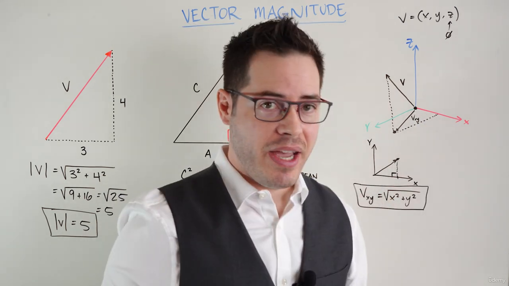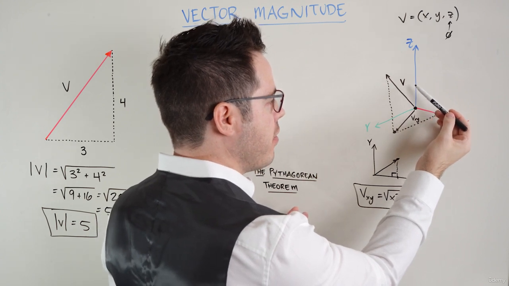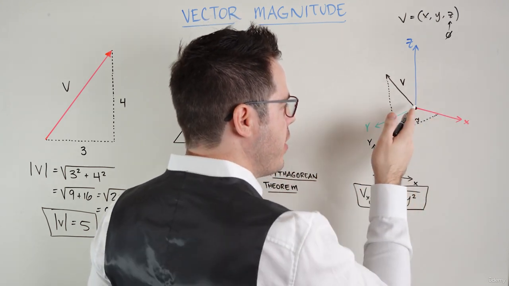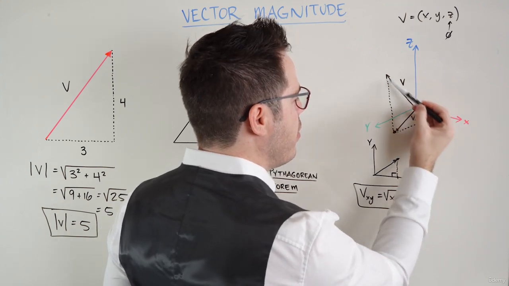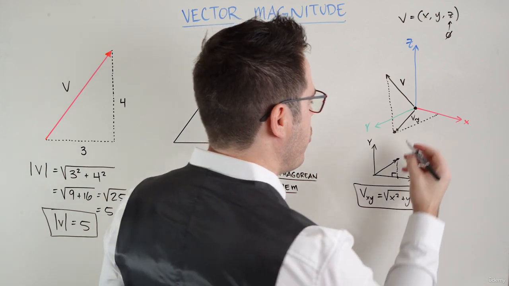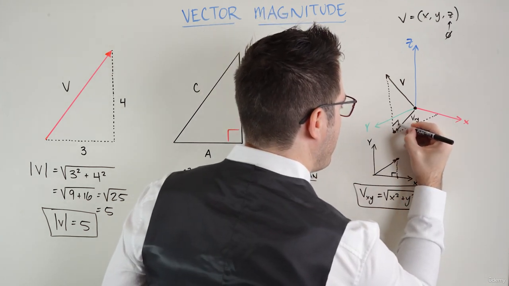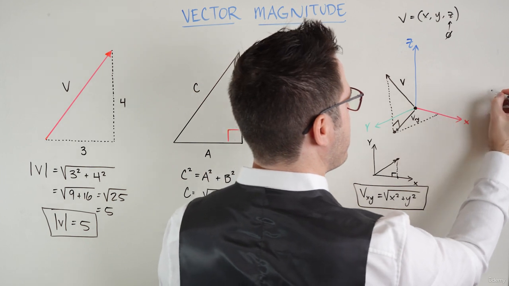But we really want the magnitude of v, our 3-dimensional vector. So how do we get that? Well, if we look at our 3-dimensional diagram, v forms a right triangle with v sub xy, that 2-dimensional flat vector, where the right angle is right here. So we could represent this problem as another 2-dimensional problem.